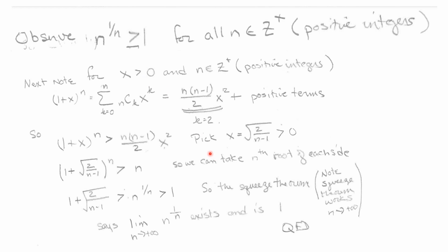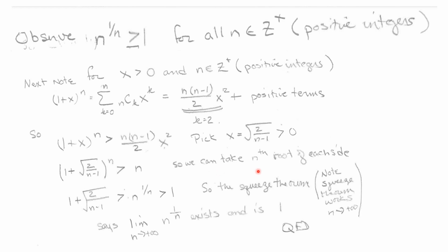And we're going to make a clever choice. Let's pick x to be the square root of 2 over n minus 1. And this certainly is bigger than 0 because that's the principal square root. So then what we can do is we plug that into this equation for x. Now on this side, when you square that, the n minus 1 and 2 both cancel and you're just left with n. And on this side, we let x be the square root of 2 over n minus 1, and we're raising that to the n. So you see this is bigger than n.